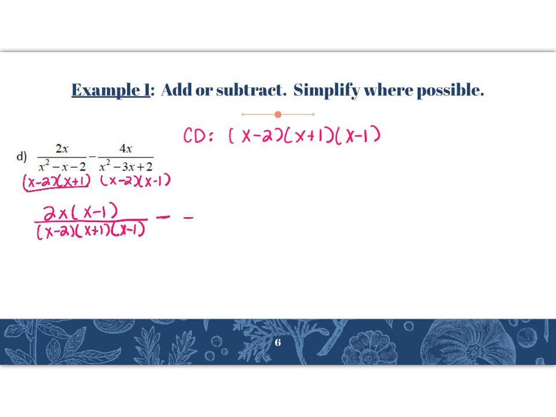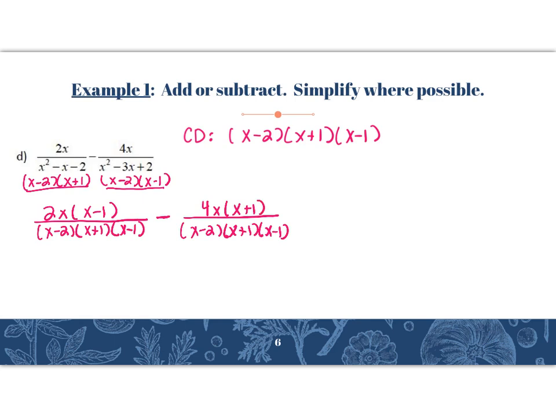And then we're going to be minus something. So x minus 2, x plus 1, x minus 1. And in our denominator, we had a factor of x minus 2, x minus 1. So what factor are we missing? Well, we're missing the x plus 1. So we have to do 4x times x plus 1.